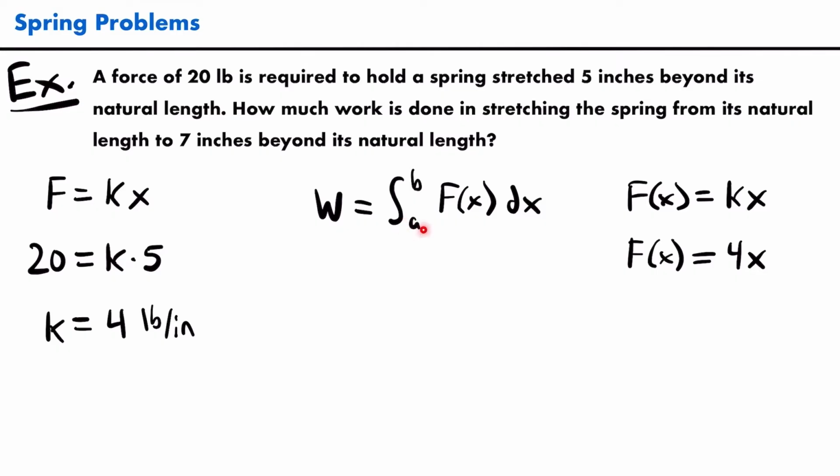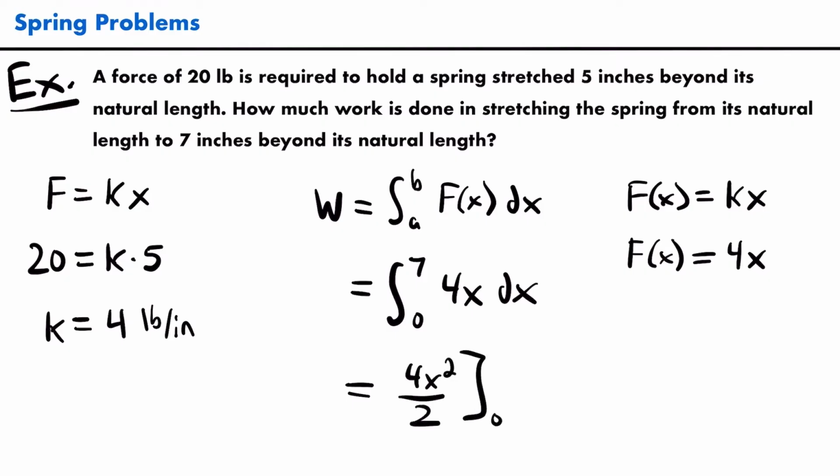And so that will be our lower bound, and we want to stretch it to 7 inches beyond its natural length, and so 7 will be our upper bound b. So the work in this problem will be equal to the integral from 0 to 7 of our force function 4x times dx. All right, and so now we can calculate the work by solving this definite integral. So we will have that this is equal to the integral of 4x, which if we use the power rule of integration, by adding 1 to the exponent and then dividing by that new exponent, we will have 4x squared divided by 2 evaluated from 0 to 7.